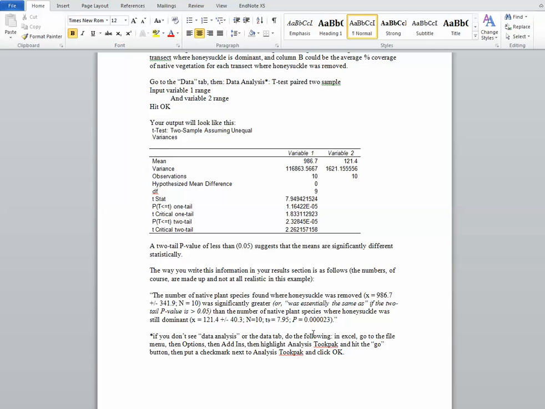So you'll do that for each of the things that you're comparing. You'll be writing sentences very similar to this in your results section. This is your support for saying that there is just as much on one side as the other, or for saying that there's more species richness or more coverage on the removed side than the non-removed side. You have to have the statistics in there to back up what you've said. All right, good luck.